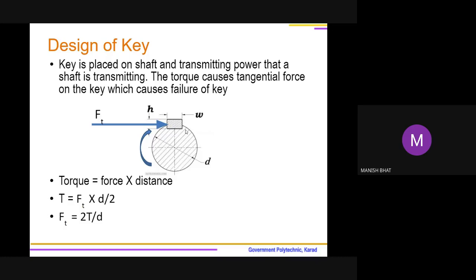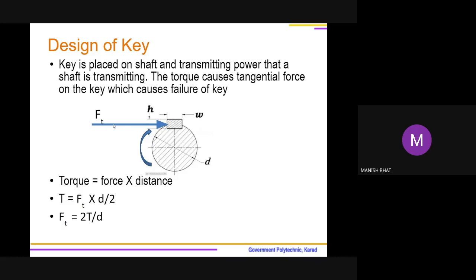And you know what is torque? Torque is nothing but force into distance. So some torque the shaft is transmitting, and the same torque this key is transmitting. Torque is force into distance, and we know that it is tangential force. So if I am going to derive the force, how may I write? Torque T is equal to that tangential force causing rotation. This is the tangential force which is causing rotation of the shaft along with the key.